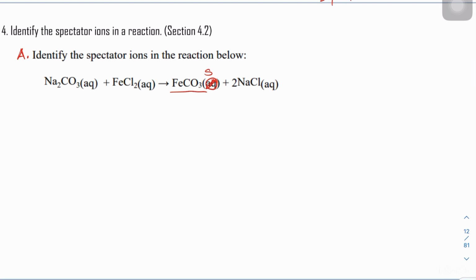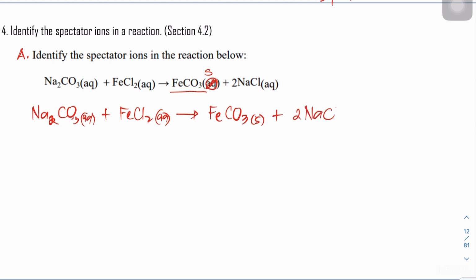If you're going to rewrite it again, we can have Na2CO3 that is aqueous, plus FeCl2 that is aqueous, produces FeCO3 that is solid, plus 2NaCl that is aqueous. So we know already that this is our balanced chemical equation. Our focus is only on identifying the spectator ions.